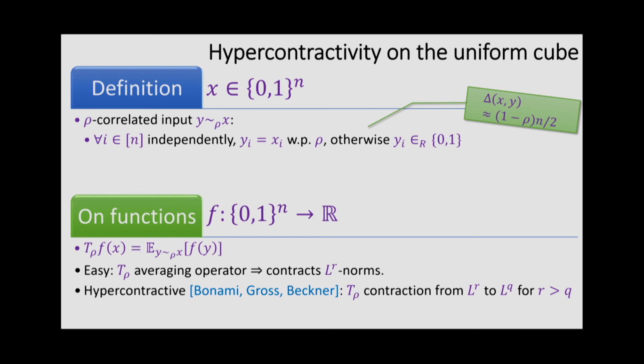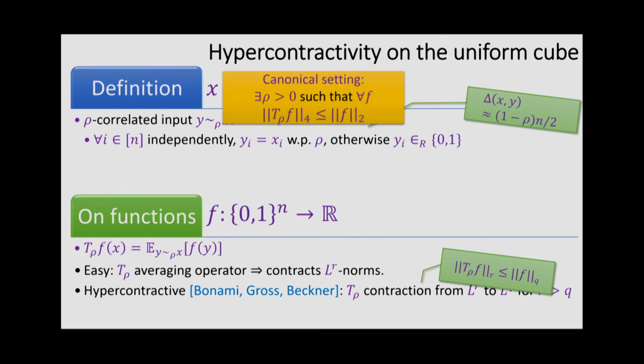And when we say something is hypercontractive, we mean that something actually stronger happens. This is a theorem of Bonami, Gross, and Beckner. It says that T-rho is actually a contraction from L_r to L_q for some r larger than q. In notation, the r norm of T-rho of f is smaller than the q norm of f. And there is some precise relation between r, q, and rho that I don't want to get into. So I'll just state the most canonical setting.